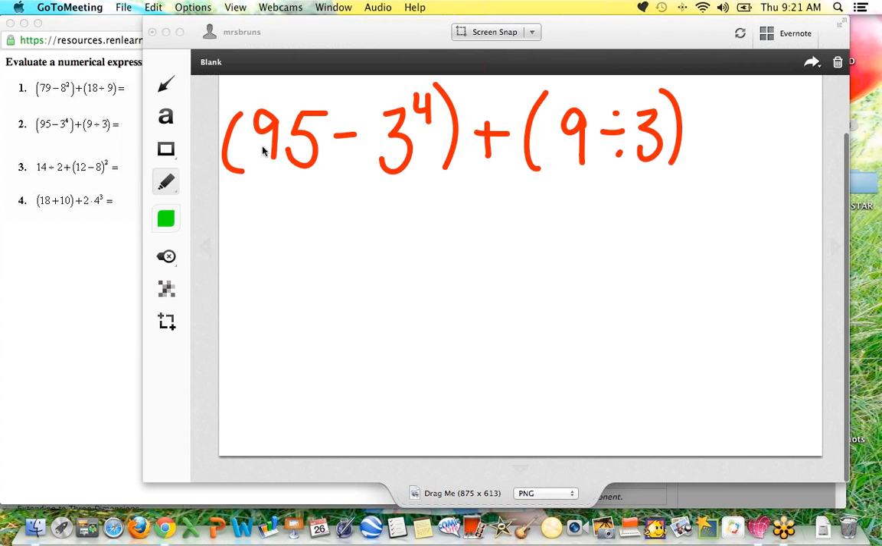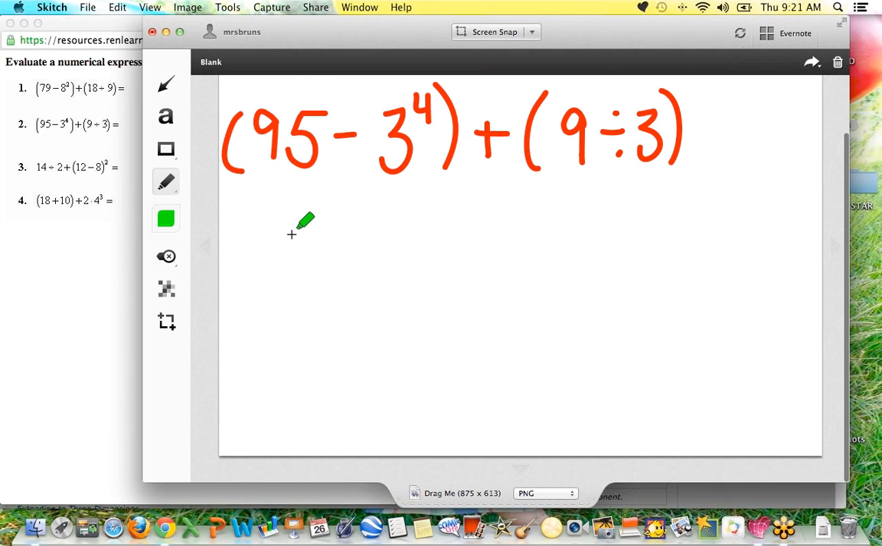All right. So we're starting off with our first set of parentheses. I can't do this subtraction problem until I know what 3 to the fourth power is equal to. So what is 3 to the fourth power, everyone? 243. Ooh, let's back up a little bit. Remember, 3 to the fourth power is the same as saying 3 times 3 times 3 times 3. Okay, so work that out for a minute.